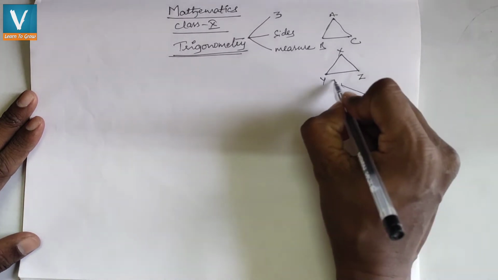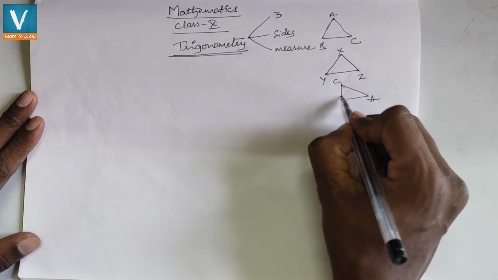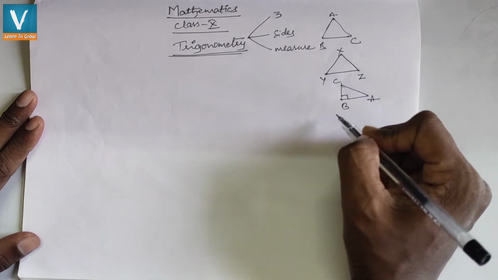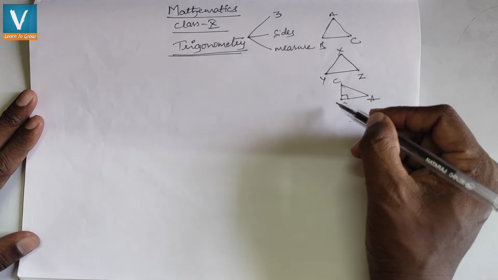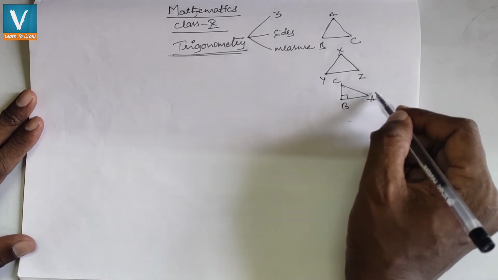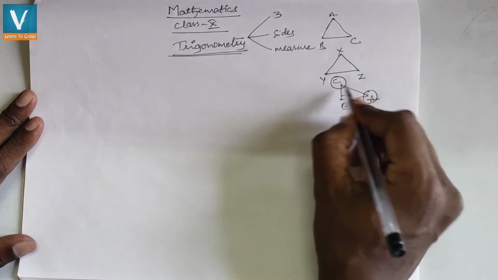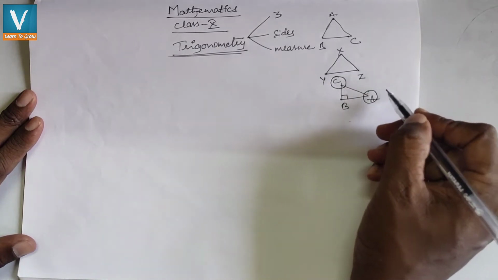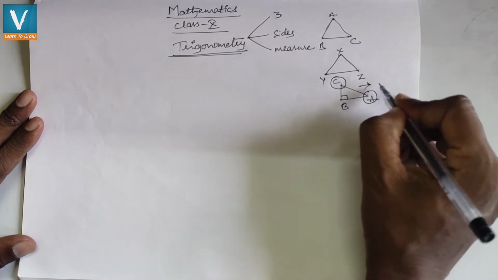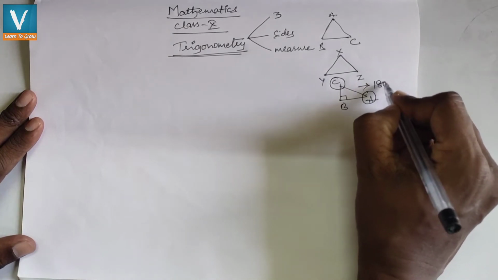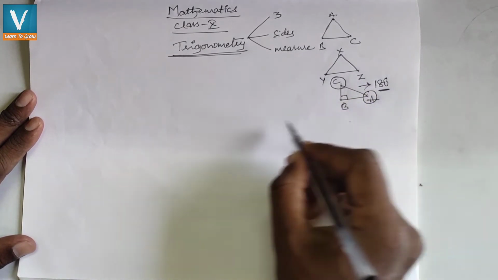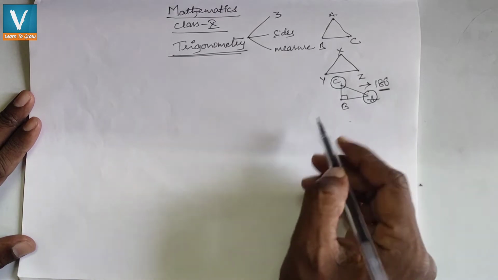A right triangle means one angle should be 90 degrees. So if one angle is 90 degrees, the other two angles are acute angles, and the sum of these two should be complementary, because we know the sum of the three angles in a triangle is equal to 180 degrees. Okay, so this is about the triangle.